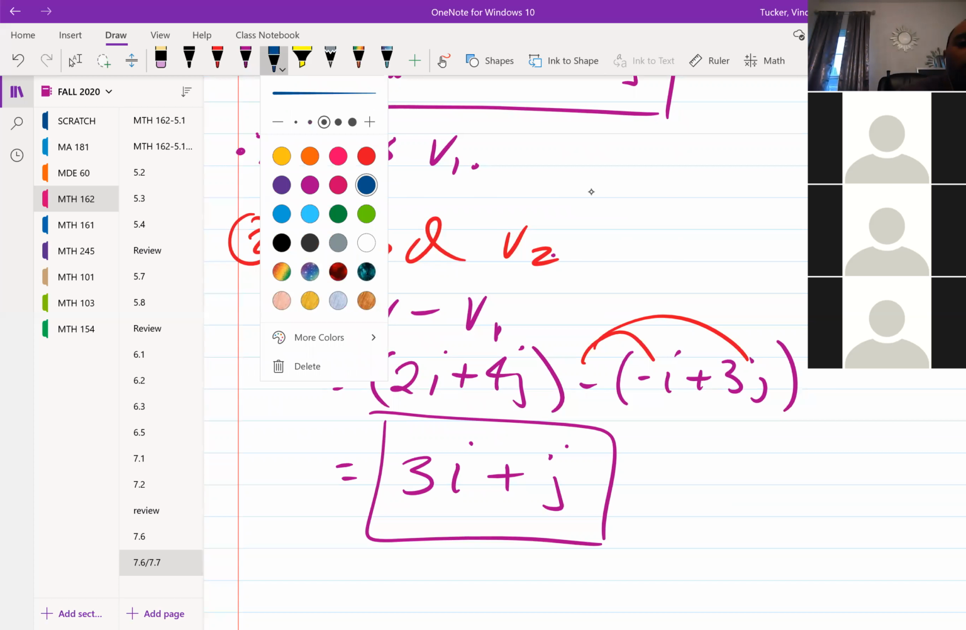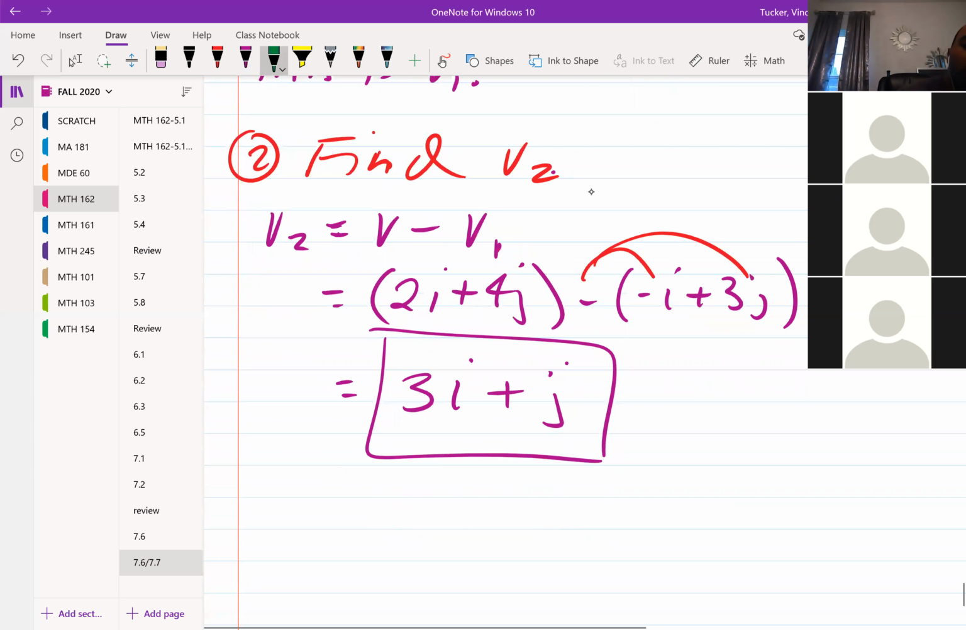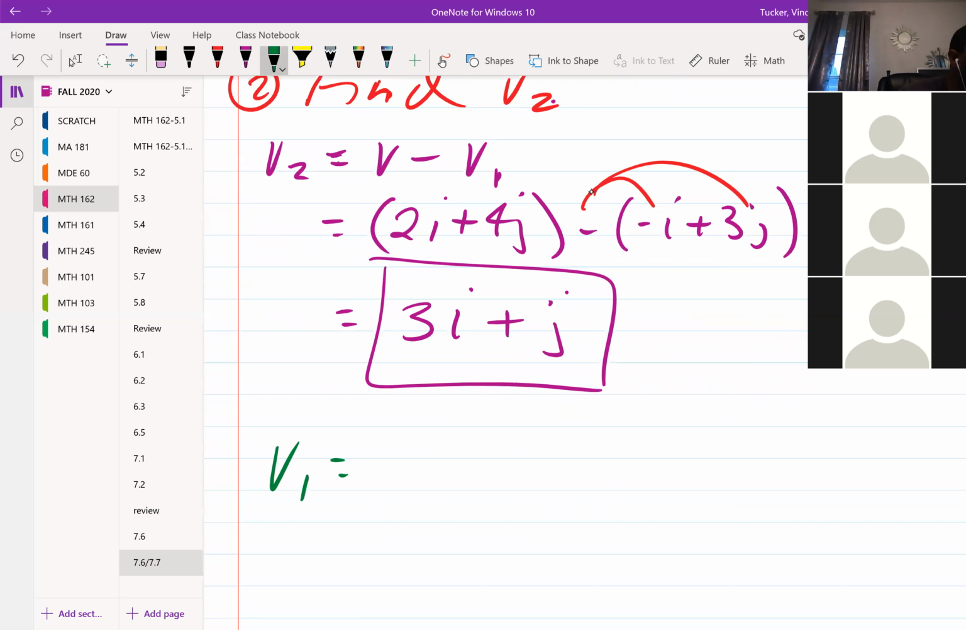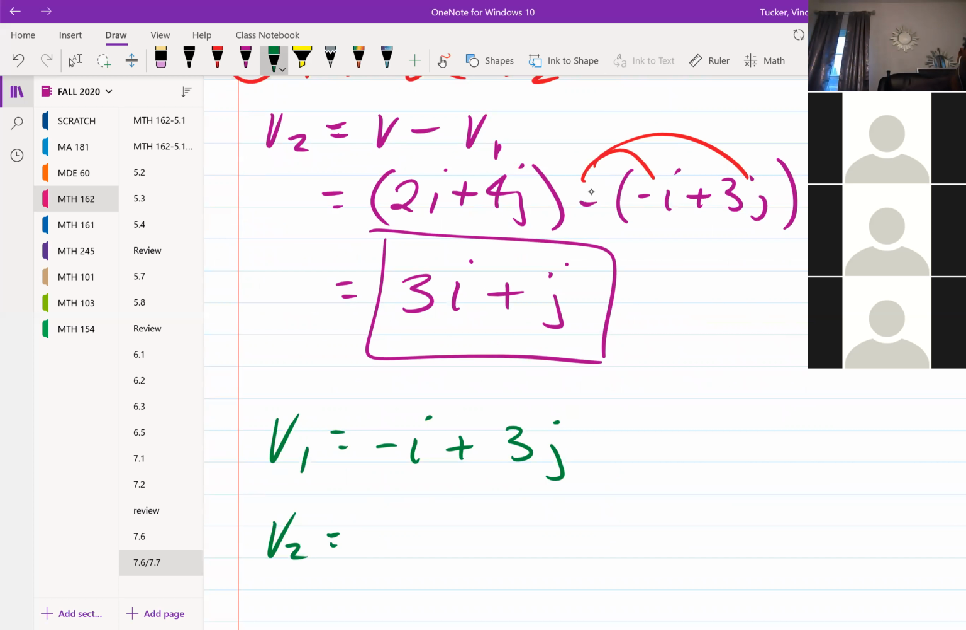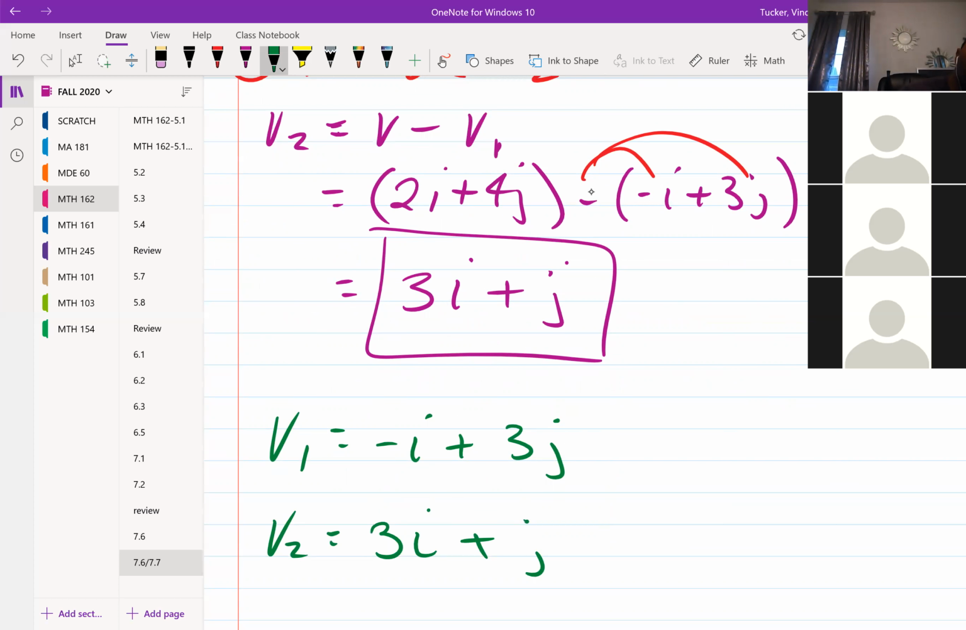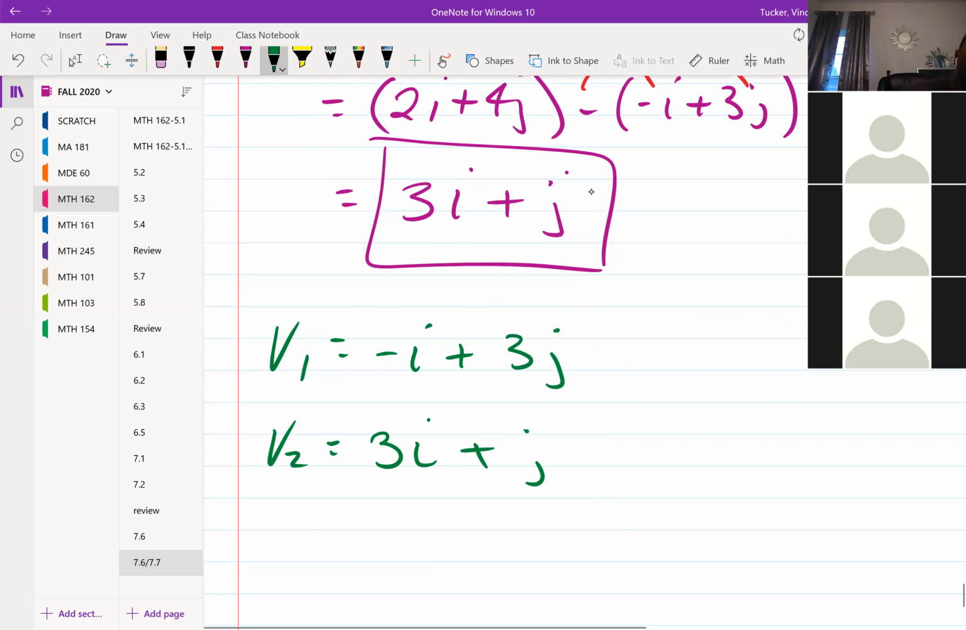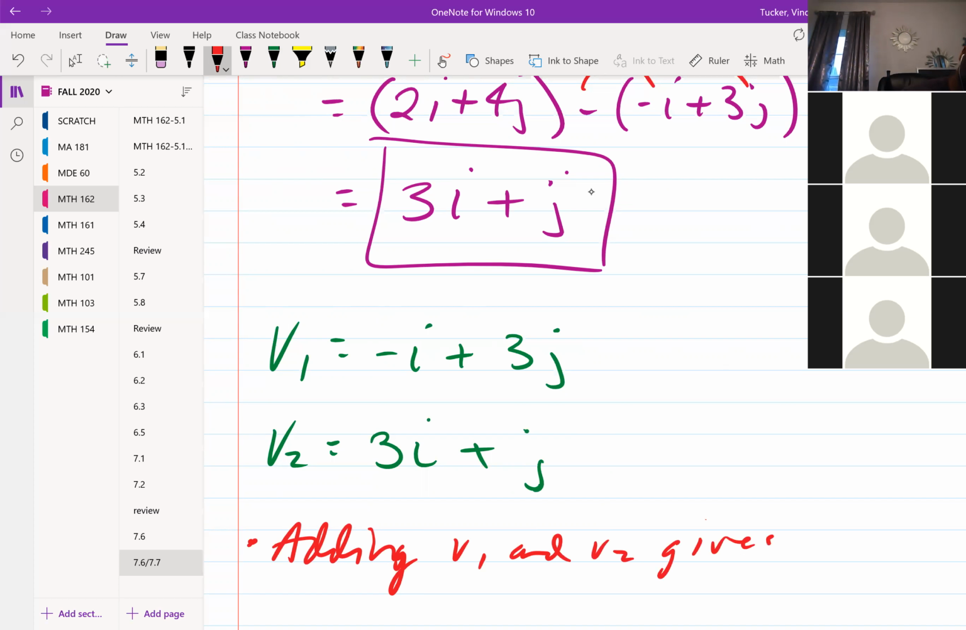And that's pretty much it. That's all they wanted you to do. So v1 is -i + 3j, and then v2 is 3i + j. And if we were to add these together, we would get v back. So basically all we did was decompose v.